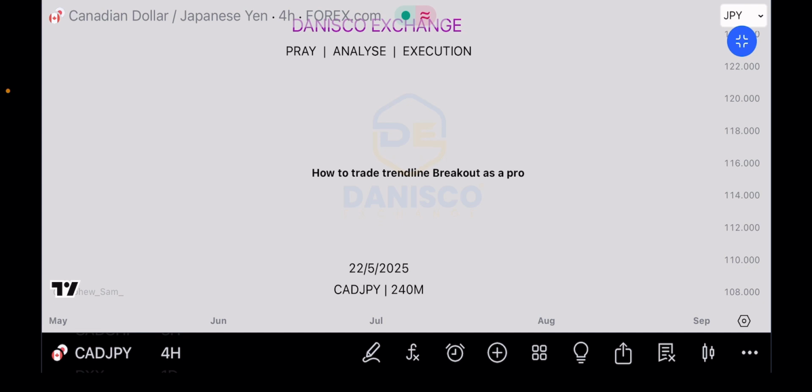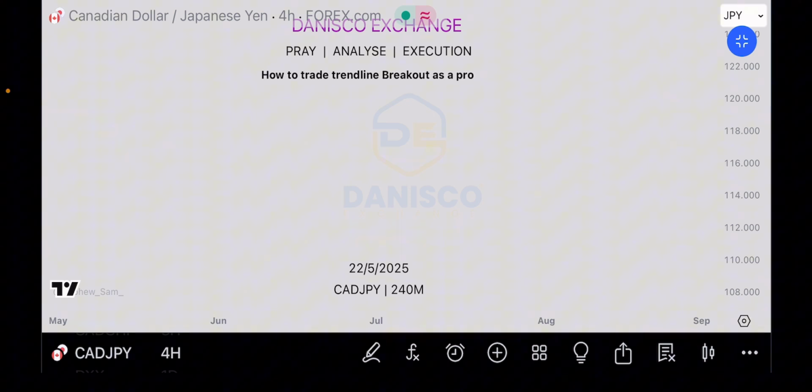All right, I'm about to show you guys, especially forex traders, stock traders, synthetic traders, and crypto traders, how to trade Trendline Breakout as a pro. Let's start. Of course, you should know that before you trade, you insert your trend line on the chart. You see that the market is trending upward or downward. Now let's look at this.